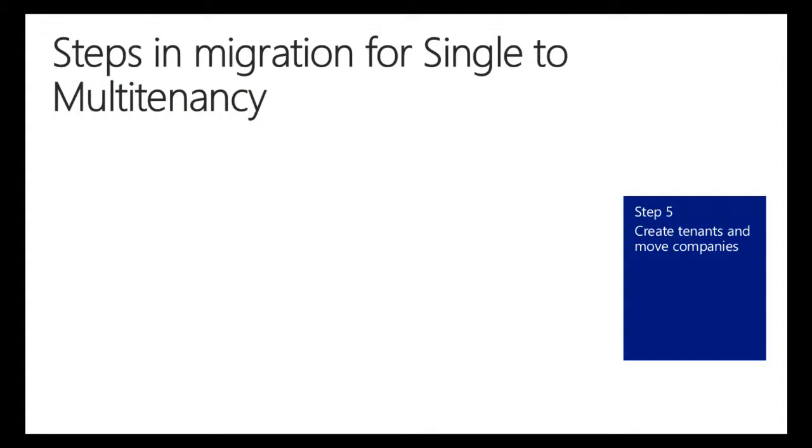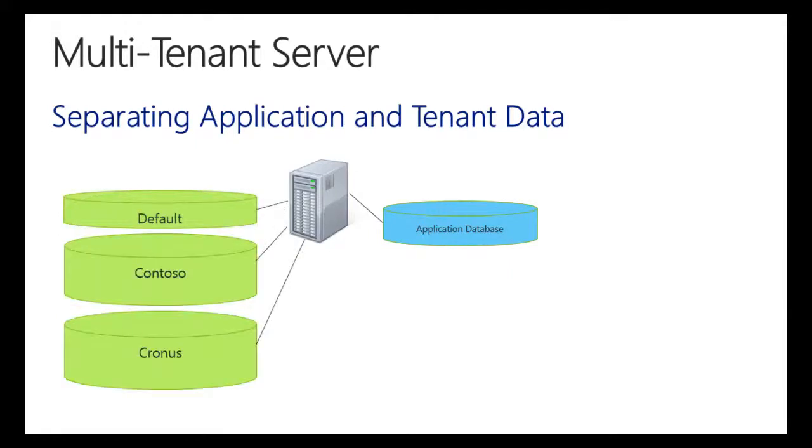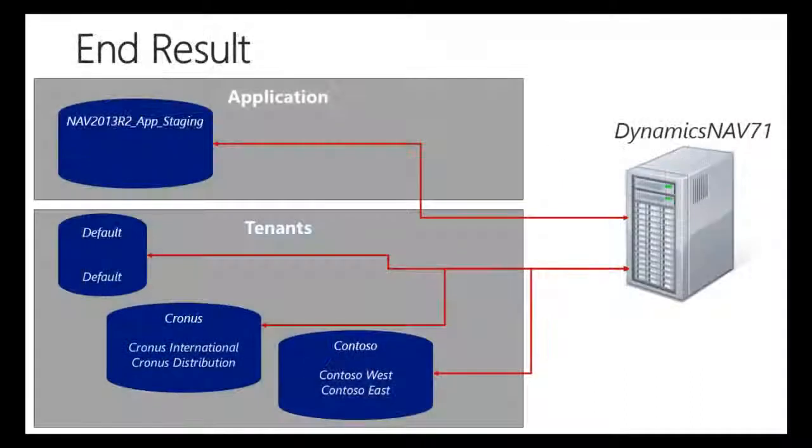Now let me just explain what happened in the last step. We first mounted the default database, the database where we deleted the application from. We mounted that to the service. From then on, we had a multi-tenant environment with actually only one tenant. Now we wanted to split up the companies into different tenants, and that's exactly what we did. Which meant actually that we went from a staging database with 5 companies attached to a single service tier, the service tier which was set up as a single tenant. And as an end result, we ended up with a multi-tenant service with an application attached to it and 3 tenants with each its companies.